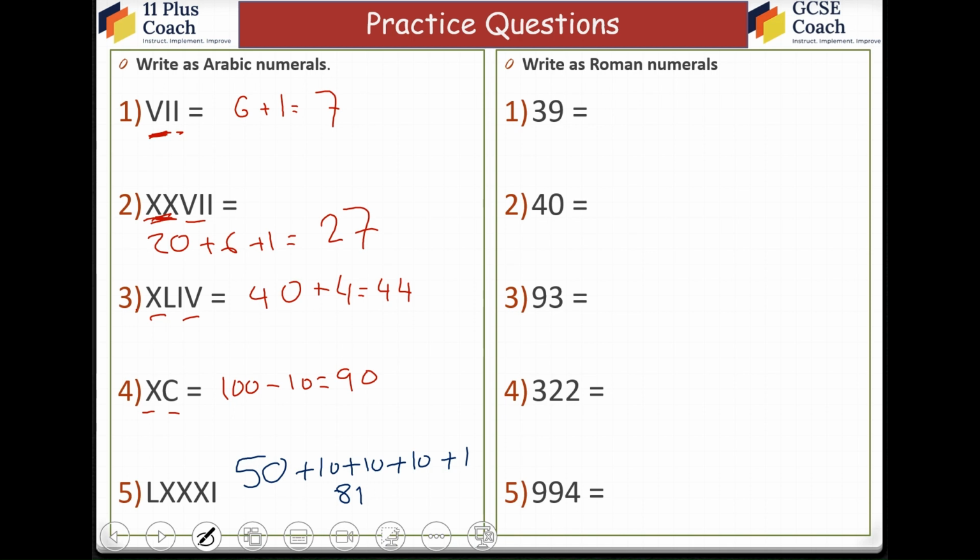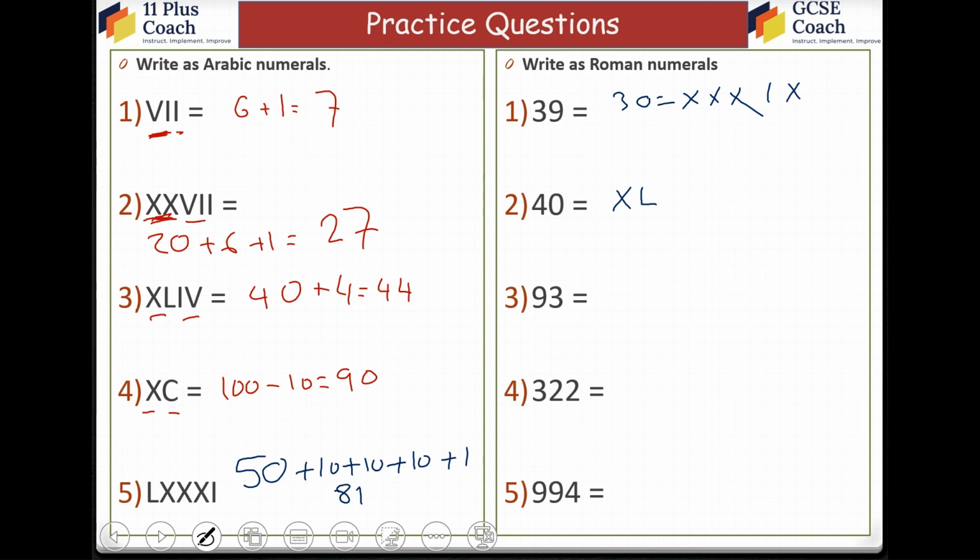The next number is 39. So you need to make 30 and 9. So the number 30 will be X, X, X. That's 30. And 9 will be 1 less than 10, so it will be IX. That will be the answer: XXXIX. Hopefully you got that right. The number 40 is simply 10 less than 50. So 10 is X, 50 is L. So XL will be the answer.